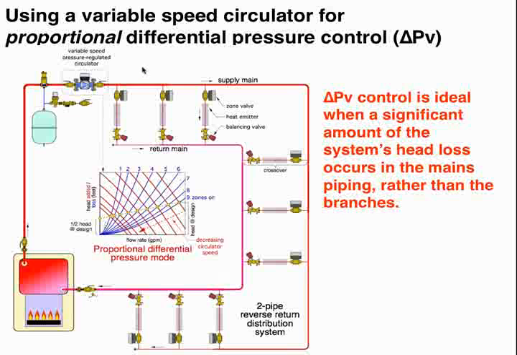The characteristic here is we have a much higher percentage of total head loss occurring out in the, what I'll call the mains piping as compared to the branch piping. When you have that, the pump can be set to a proportional differential pressure control mode. We talk about this again in more detail in Hydronic 16, but that is the preferred operating mode when you have that type of a piping system.